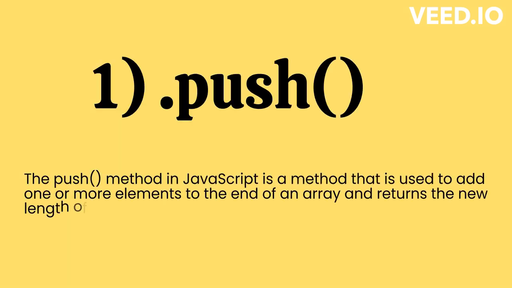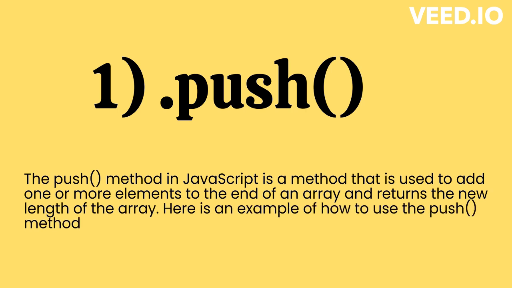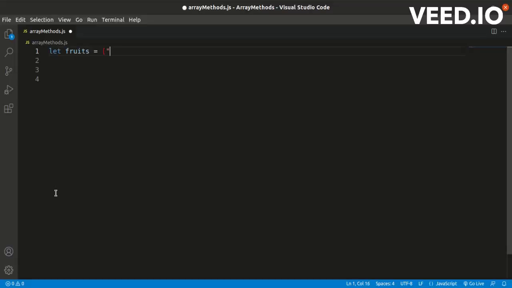The push method in JavaScript is a method that is used to add one or more elements to the end of an array and returns the new length of the array. Here is an example of how to use the push method. Let us create a variable named fruits and we'll add 3 elements to it.